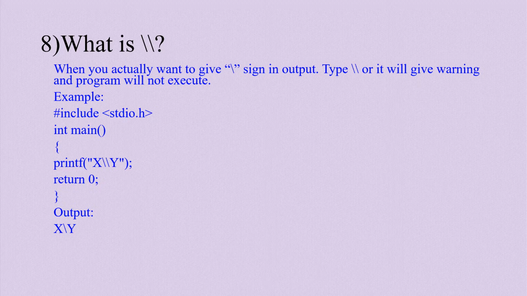Okay, so what is there in the printf statement? I want to print x backslash y. So I am typing the backslash 2 times. Whenever I run this, I will get x backslash y.